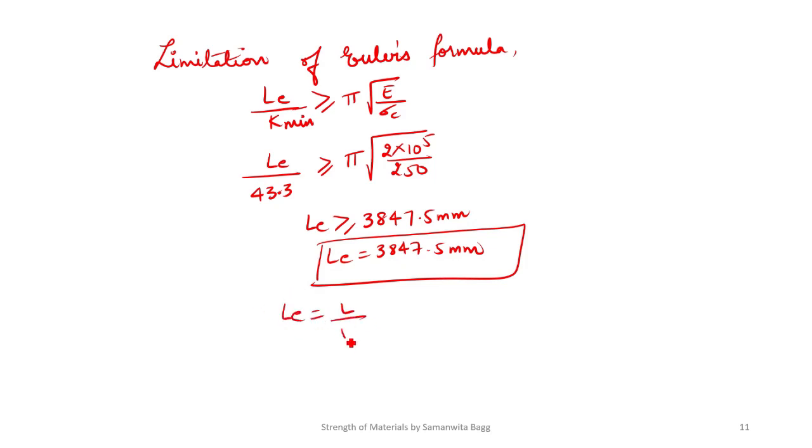Now I need to calculate the actual length L, for which it is given that LE is L by root 2. So when I substitute, I get the value of L as 5.441 meter. So this is the minimum actual length of the column to satisfy the Euler's formula.